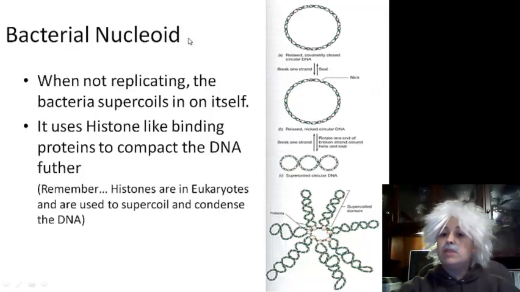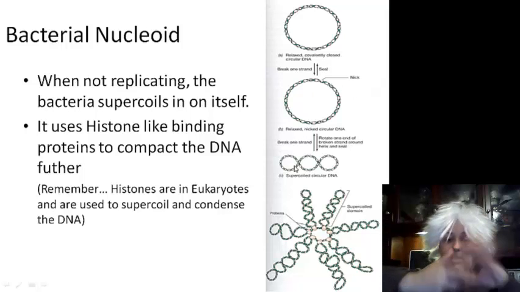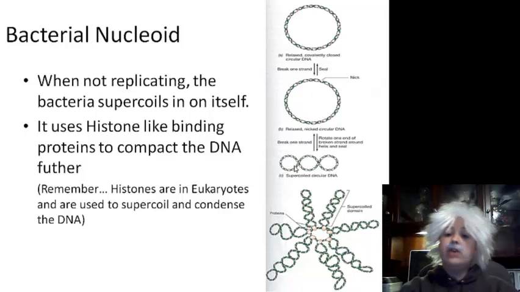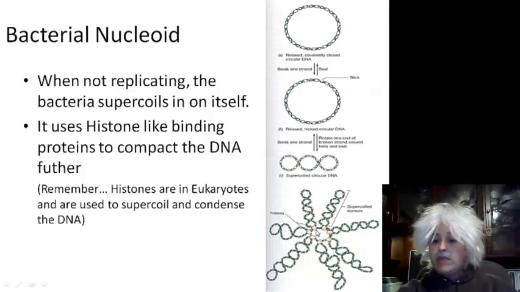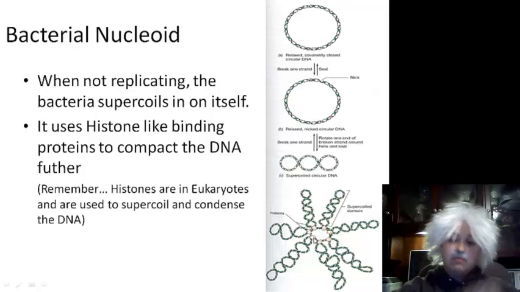And over here in our picture, we can see a relaxed, conventional circle DNA. Then we start to supercoil it, and we coil it in on each other, and then we coil it further, and then in this bottom picture, we see lots of coils, and we have our histone-like binding protein that holds them together.